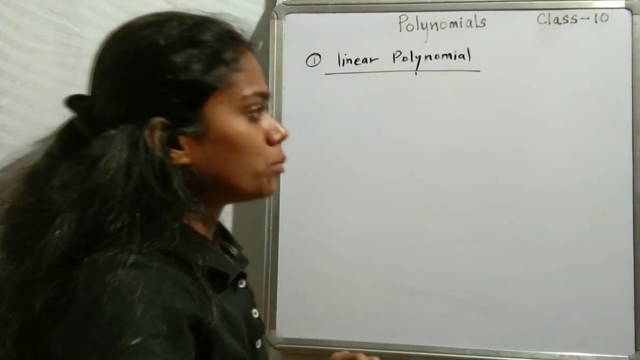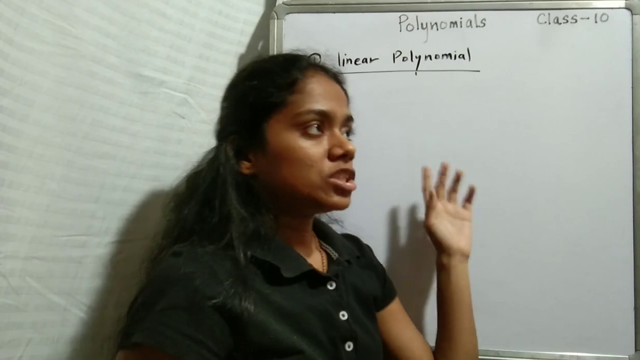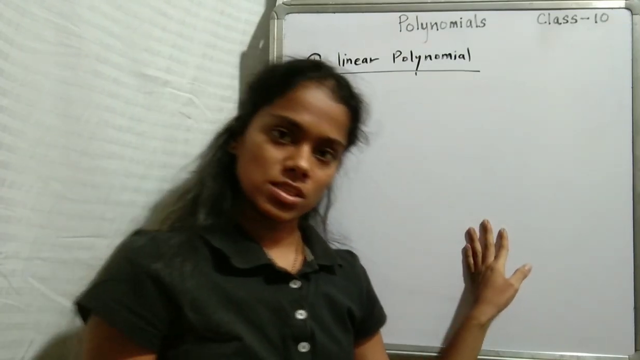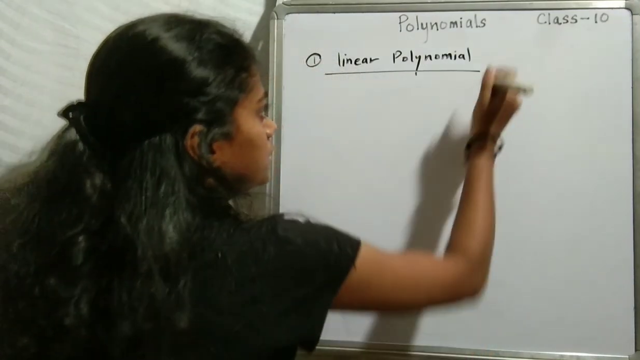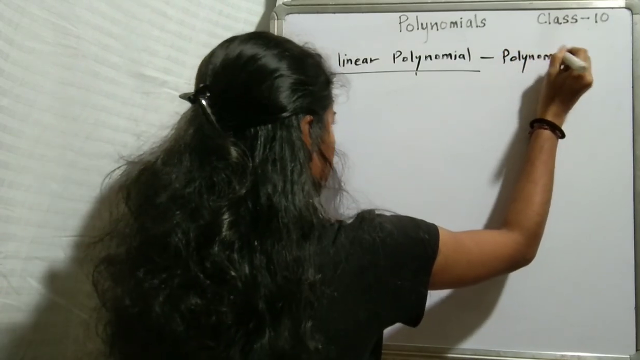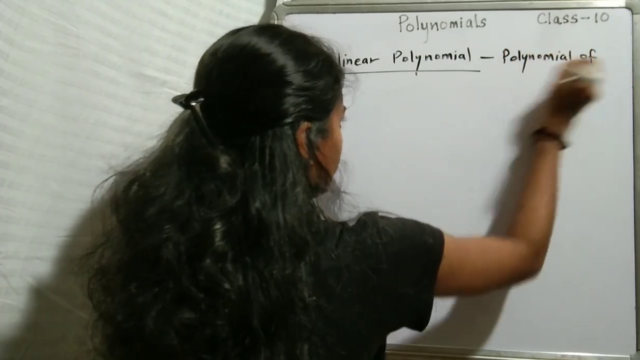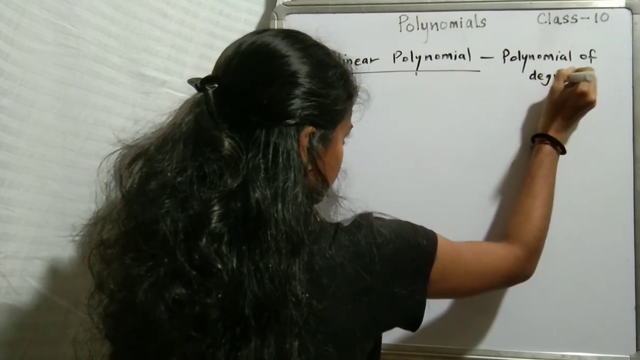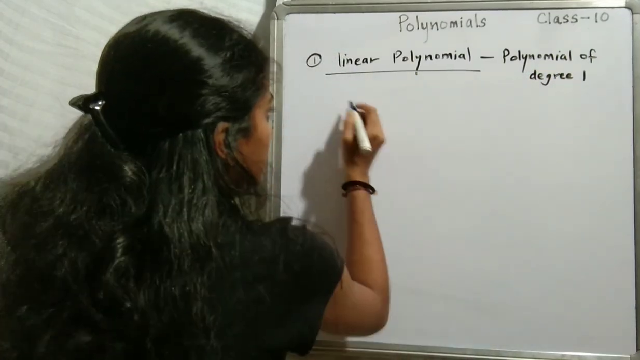Okay, what is a linear polynomial? A polynomial which has degree 1 will be called a linear polynomial. A polynomial of degree 1.